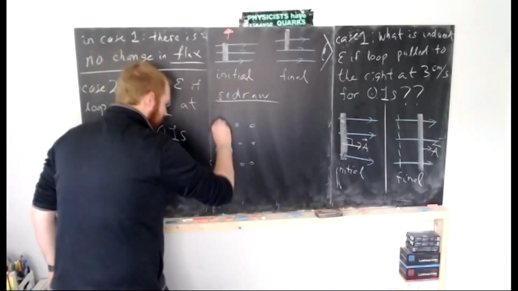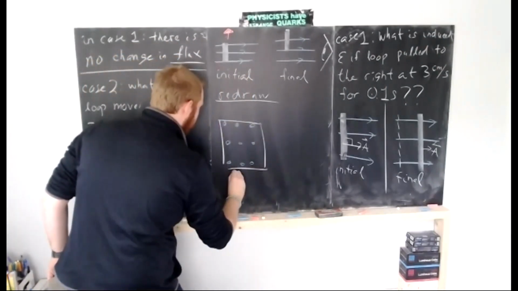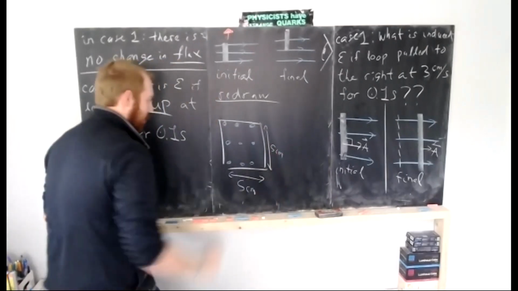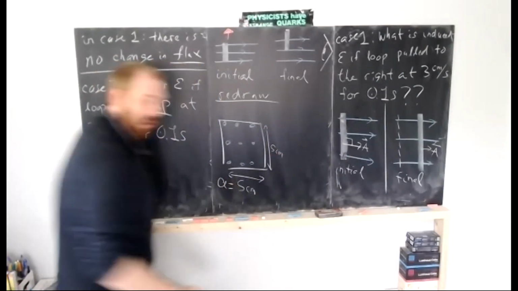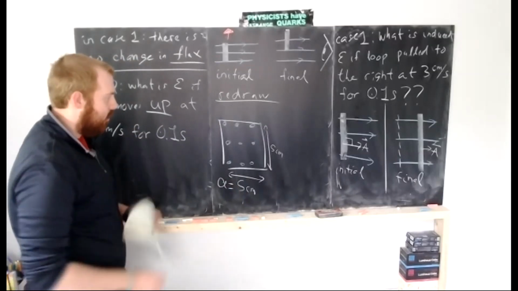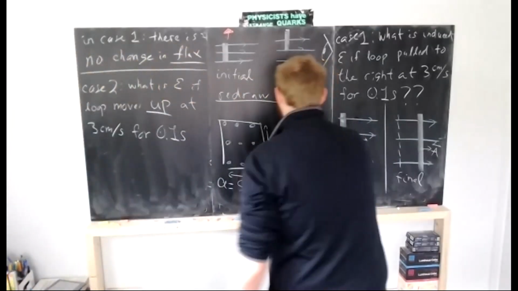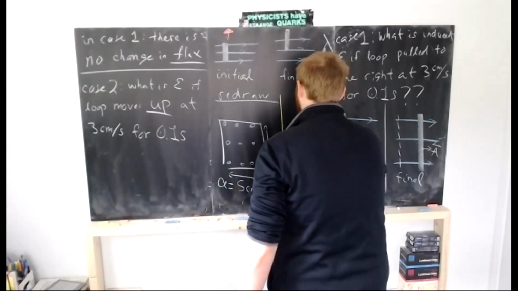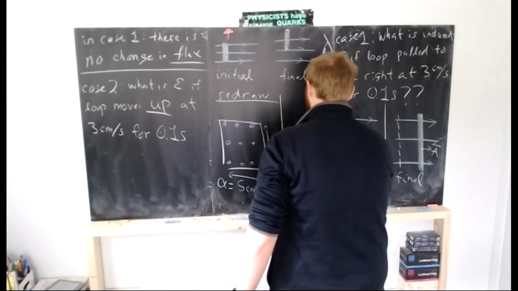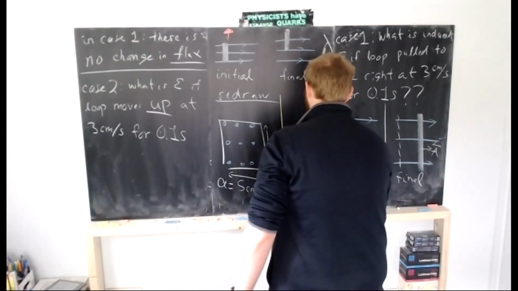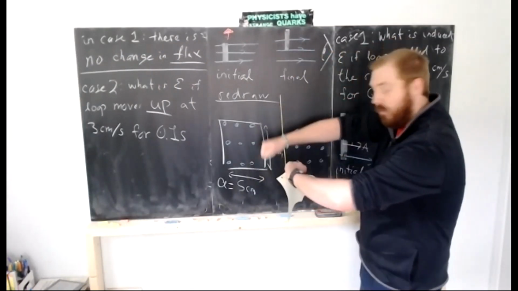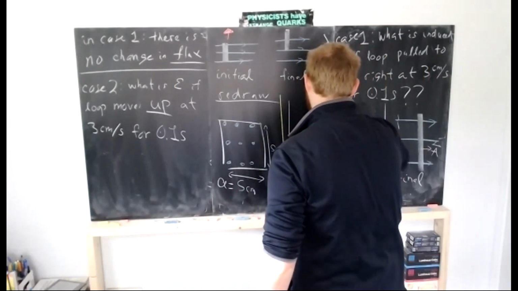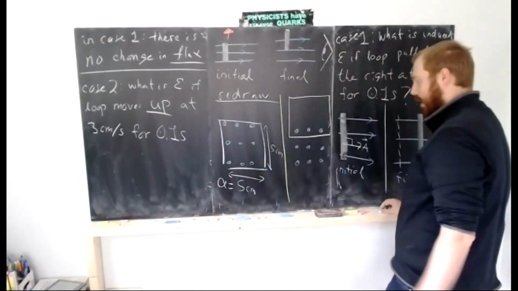And here's my initial loop. There's that 5 centimeters, 5 centimeters. I'm going to call that little a. Little a is 5 centimeters, right? Now let's draw this picture again for the final case. The loop has moved up, out a little bit.